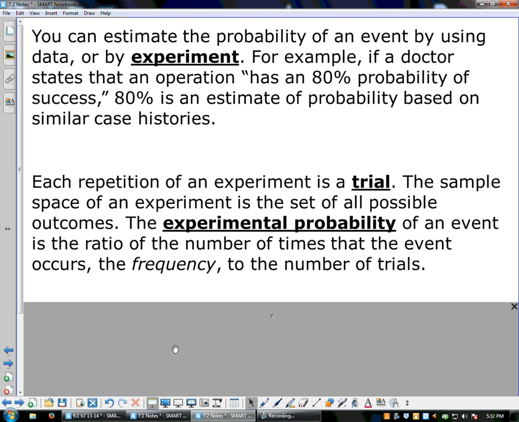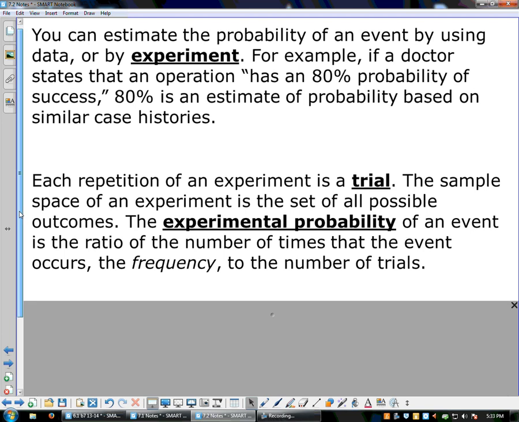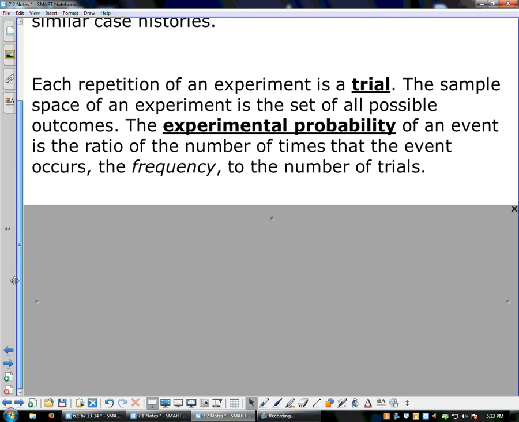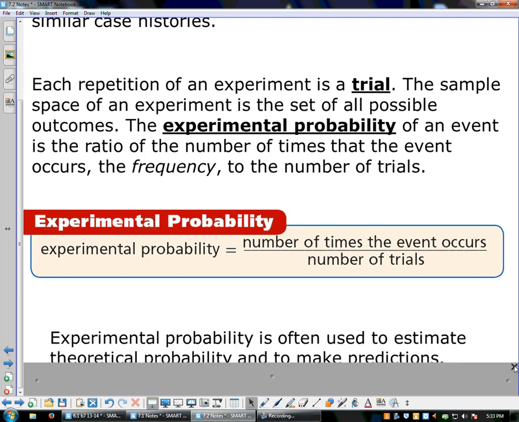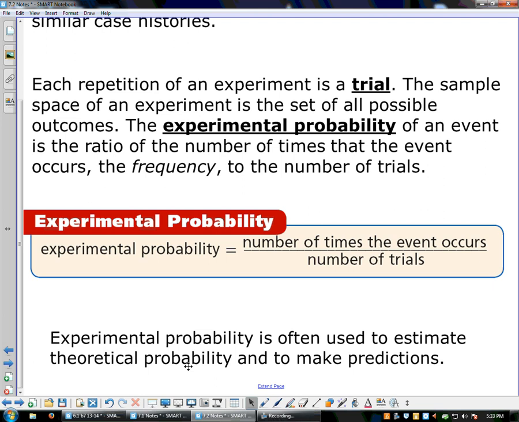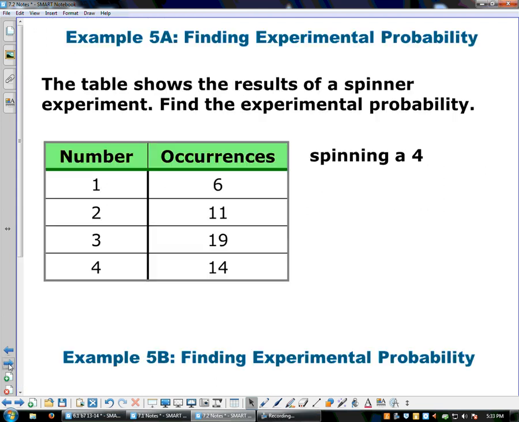Each repetition of an experiment is a trial. The sample space of an experiment is the set of all possible outcomes. The experimental probability of an event is the ratio of the number of times that event occurs, which is the frequency, to the number of trials. So experimental probability is the number of times the event occurs divided by the number of trials. Experimental probability is often used to estimate theoretical probability and to make predictions.